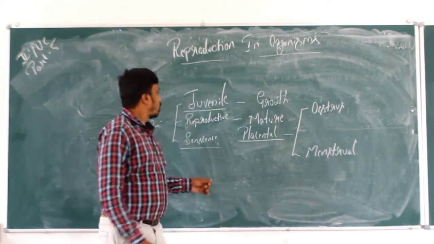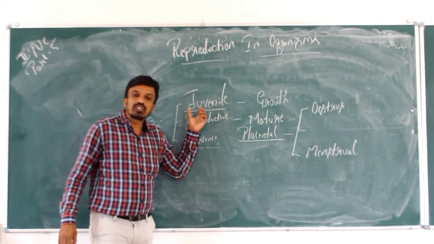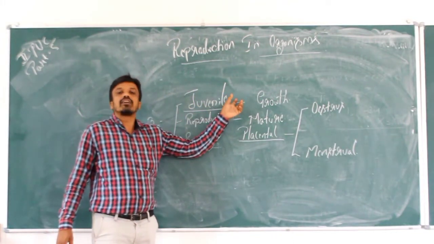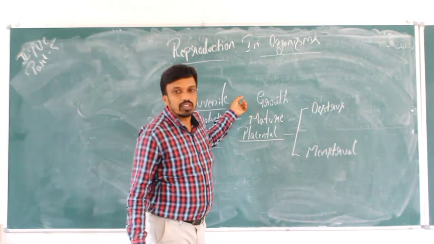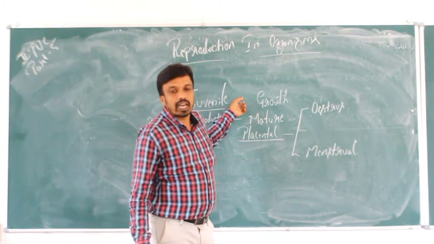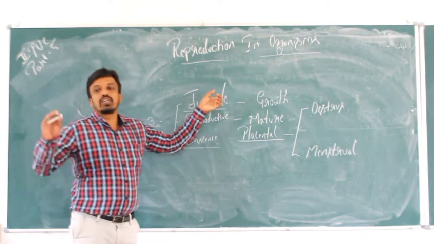So coming to the juvenile phase, it is the actual phase of growth where the vegetative parts are going to mature. Here the organism attains the physical functions.